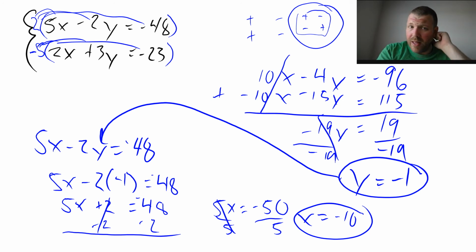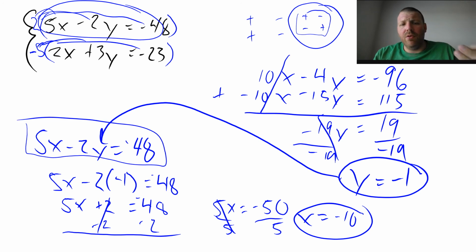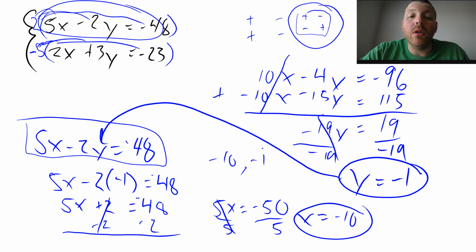And then you're just going to plug that back in. Just make sure you plug it into one of the originals. Personally, I would just pick the top original, which is what I did here. And that's going to give you your new value of x. Now remember, this is a coordinate. So this is negative 10, comma, negative 1. And that's your answer. It's the intersection of both these lines.